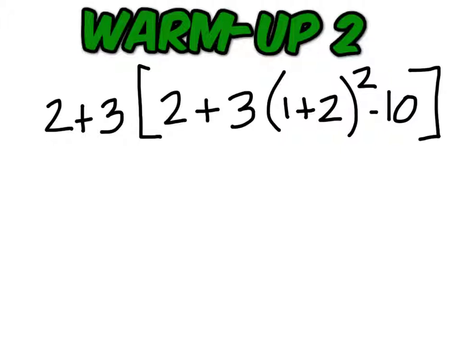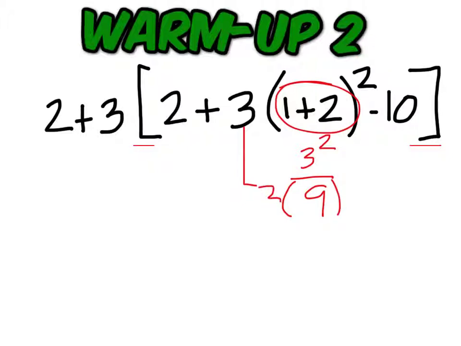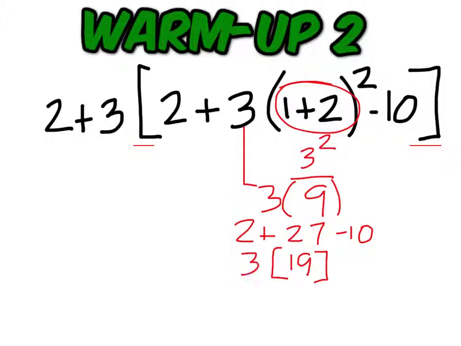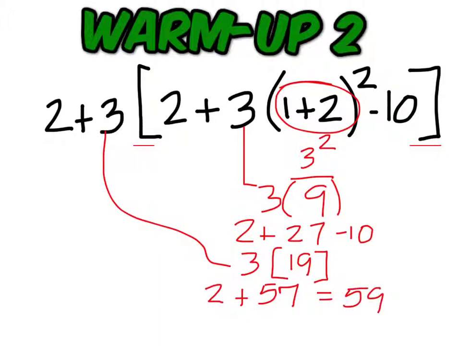Last one. You must start inside the brackets, and then when you're inside the brackets, you must go inside the parentheses. So that's a 3. Square the 3 to get 9. Multiply by that 3 to get 27. Add the 2 and then subtract 10, and you'll come up with 19, which you multiply by 3 from there to get 57. 2 plus 57 is 59.